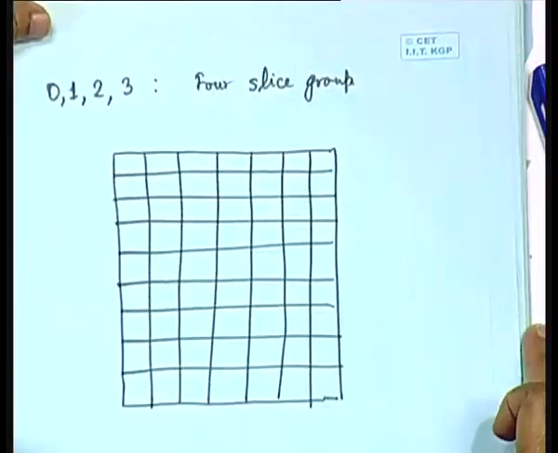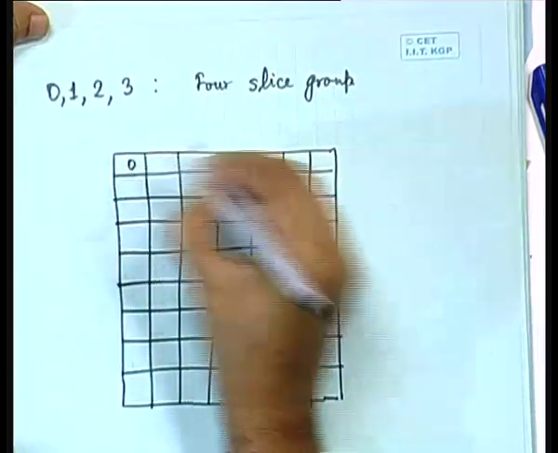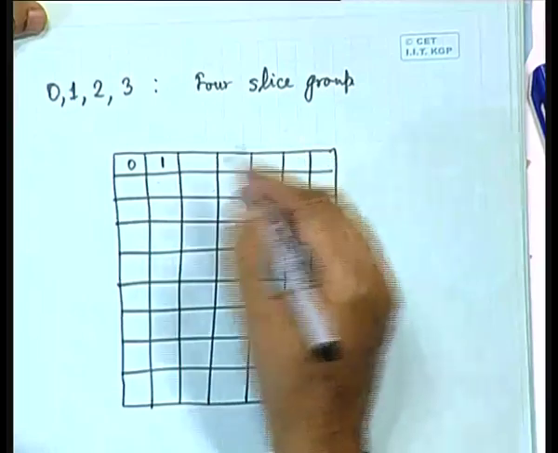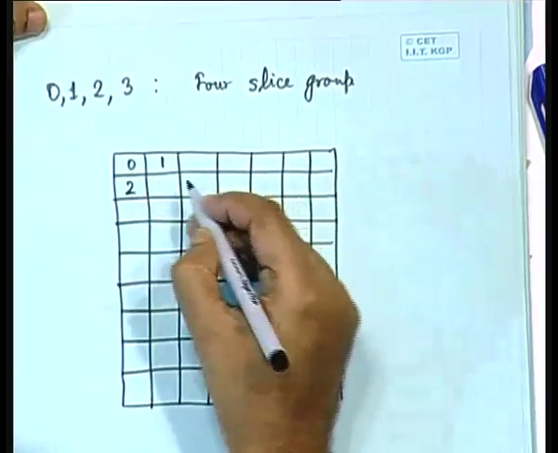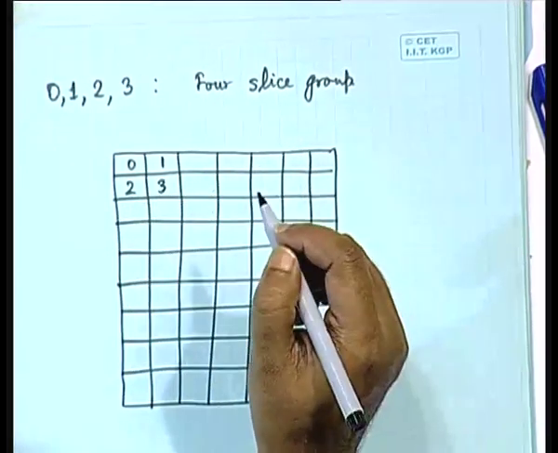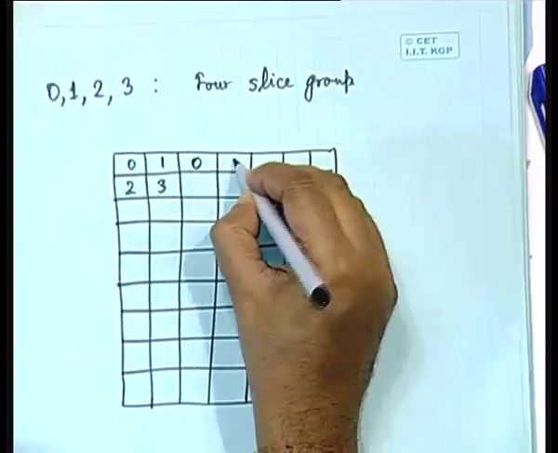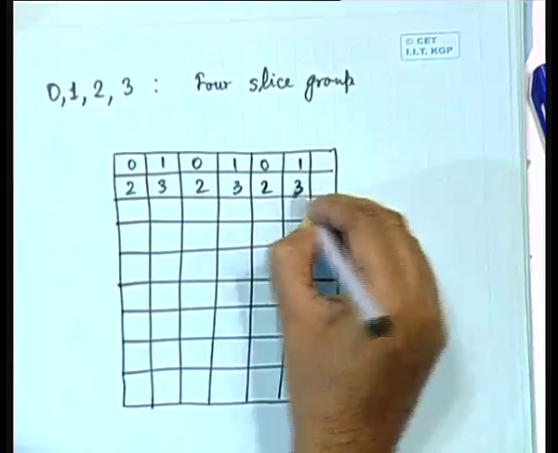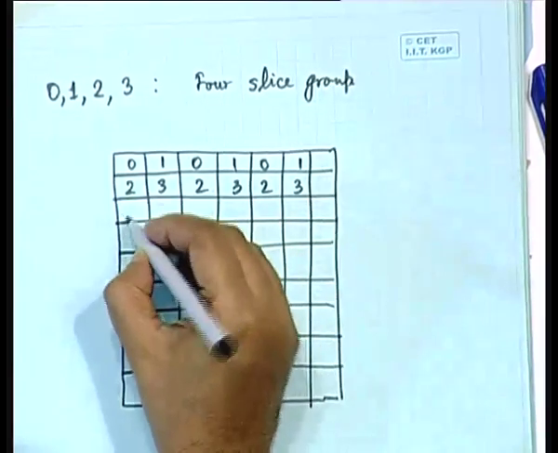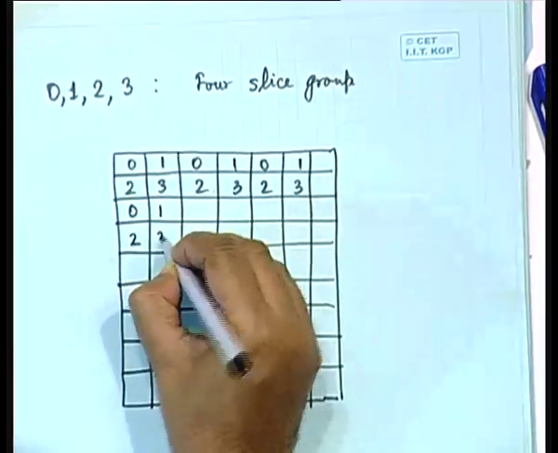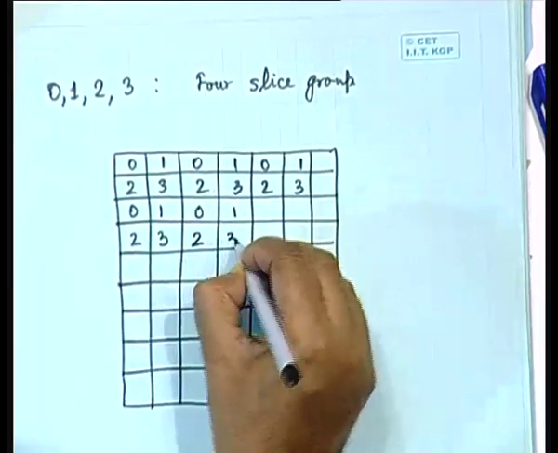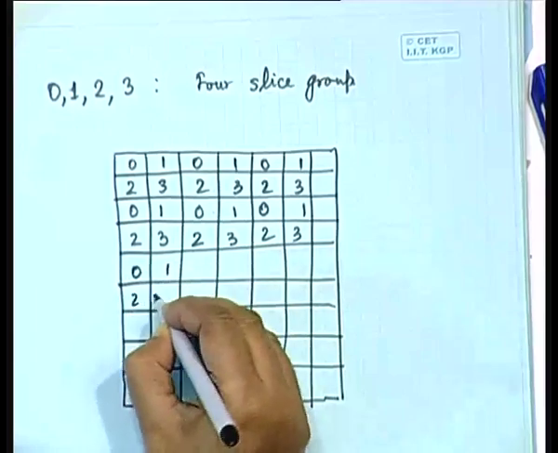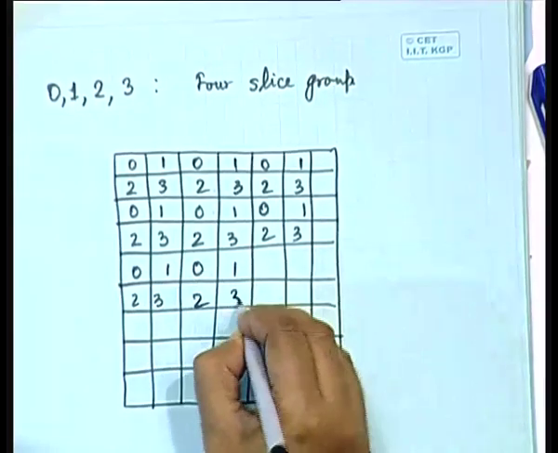Say this group of macro blocks forms slice number 0, this group forms slice number 1, this group forms slice number 2, this forms slice number 3. Again this forms 0, 1, 2, 3, 0, 1, 2, 3, and here I have 0, 1, 2, 3, 0, 1, 2, 3, 0, 1, 2, 3, 0, 1, 2, 3, like that.